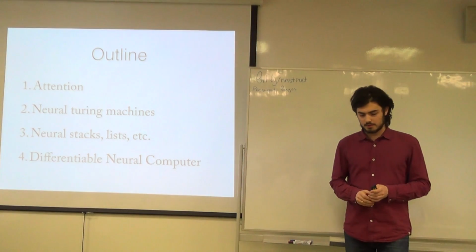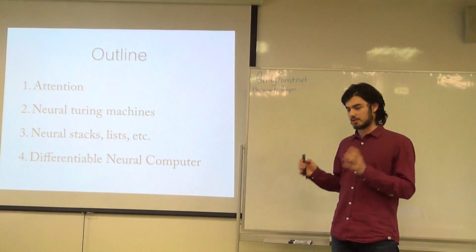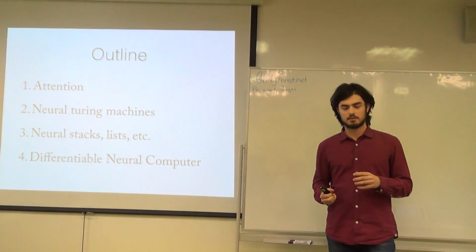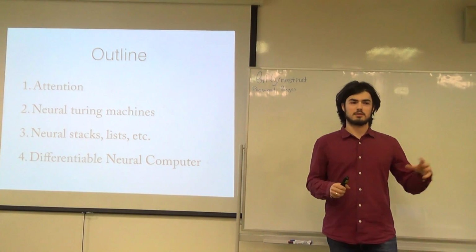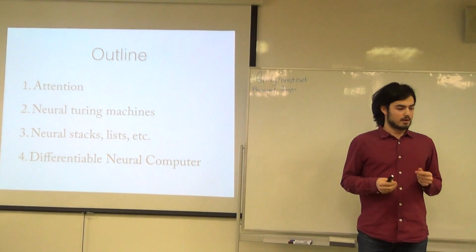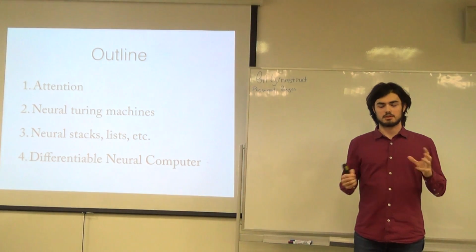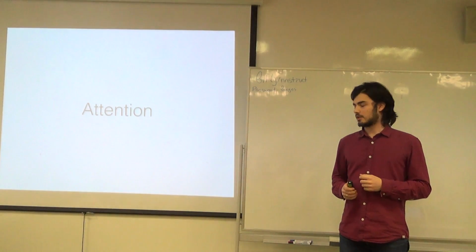Alright. So the plan for today is we start with attention mechanisms, then we proceed to Neural Turing Machines, briefly talk about them, then we talk about neural stacks, deques, queues, doubly linked lists, and so on, so popular data structures. And then we will finish with the differentiable neural computer, which is a slight modification of the Neural Turing Machine. Okay, so attention.